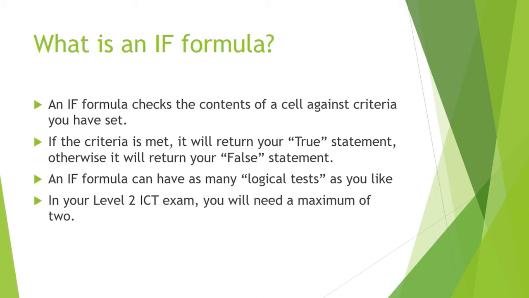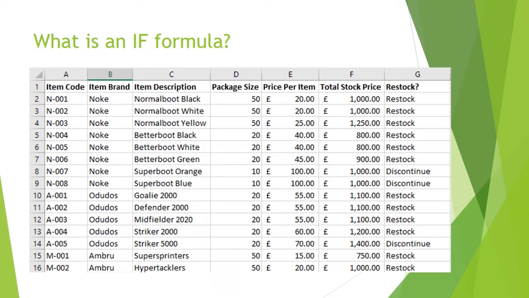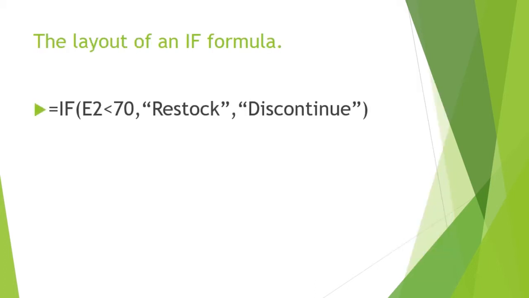Now, to look at why we'd actually do this in the first place, let's look at a realistic example with some data attached to it. So here we've got a set of fictional football boots, because if I use real ones, I'll probably get sued, and we've got some data attached to each one. In our G column, we have a formula that is checking whether or not we are going to restock a pair of boots. We're only going to restock a pair of boots if they are worth less than £70 per item, which is in our E column. So anywhere that is £70 or more, at the minute say discontinue. And our formula for that looks like this.